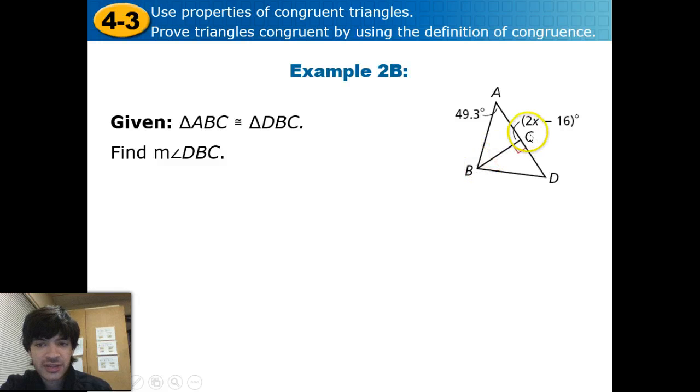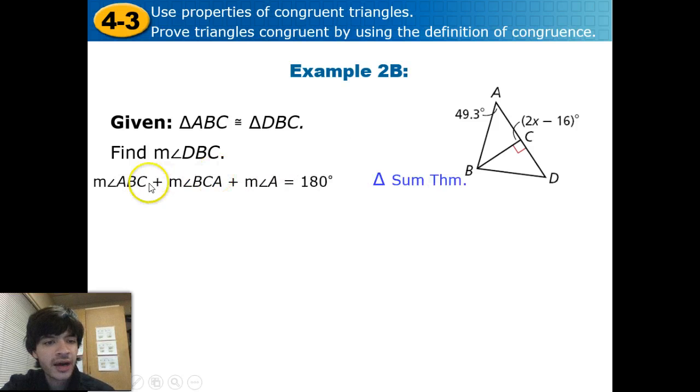So we can find ABC pretty simply because we already know that this angle right here is a right angle. We just proved that in the last proof. And then right here, we know that this is 49.3. So we can easily figure out this angle and then say, well, since these two are congruent, now we know angle DBC. So let's look at a proof for that.